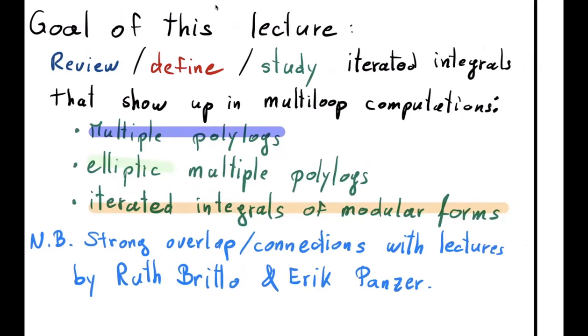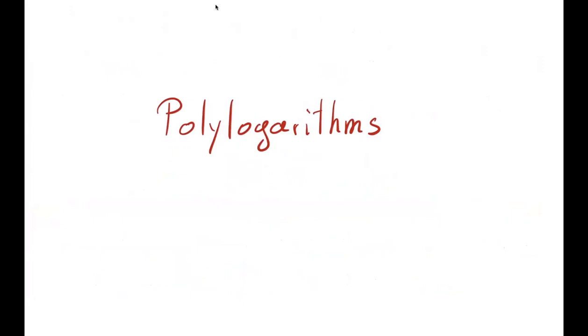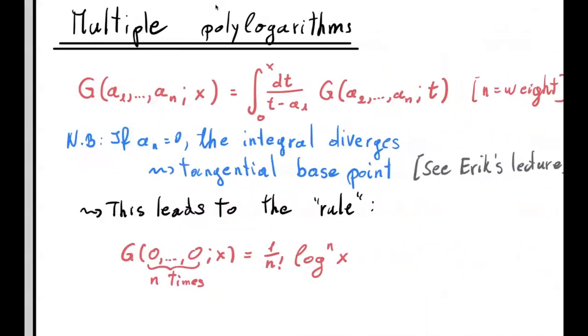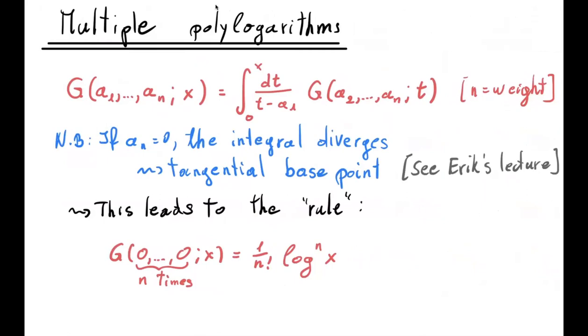Okay, so let's start then with the first and simplest class of iterated integrals that show up in multi-loop computations, which are polylogarithms. So, what are polylogarithms or multiple polylogarithms? You see the definition here, and the definition is this recursive definition that we've seen before.